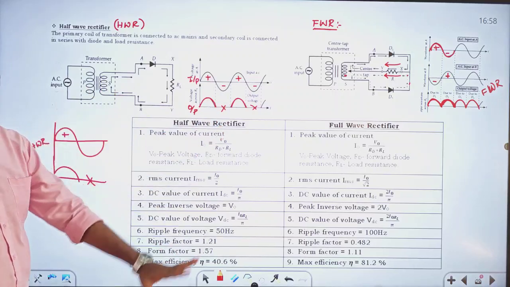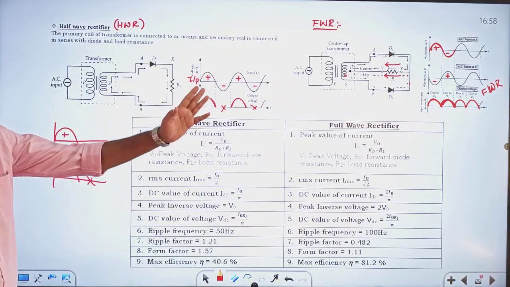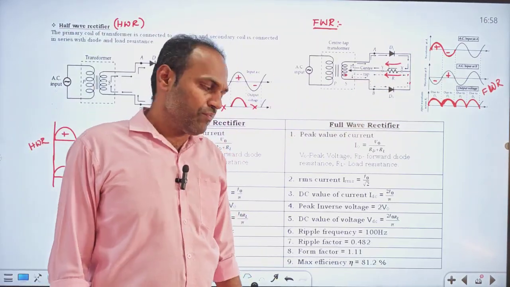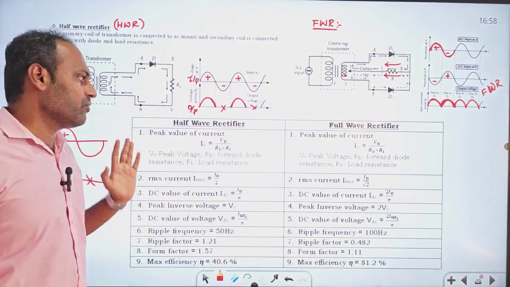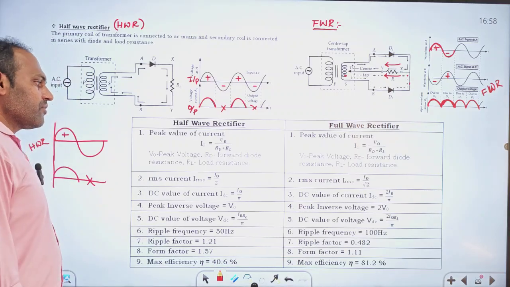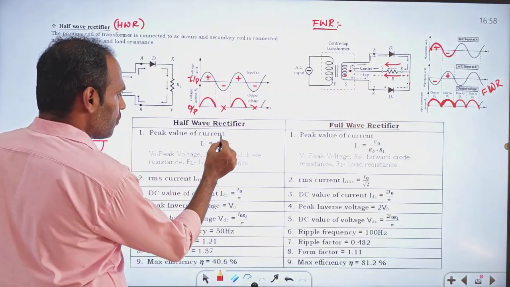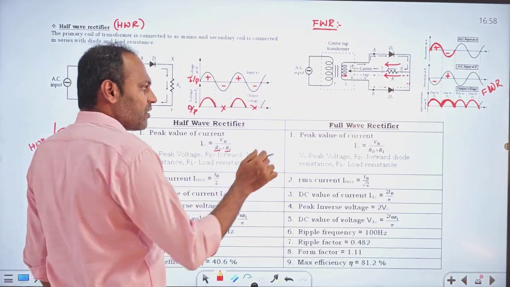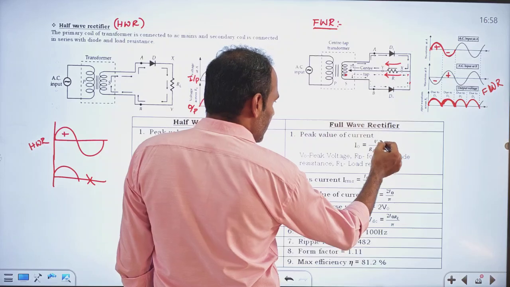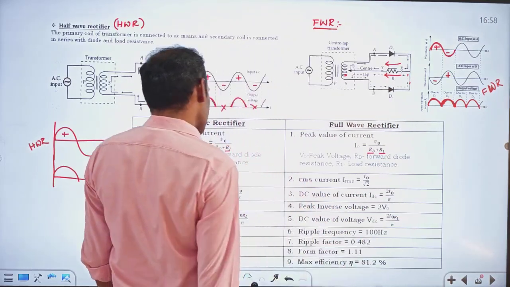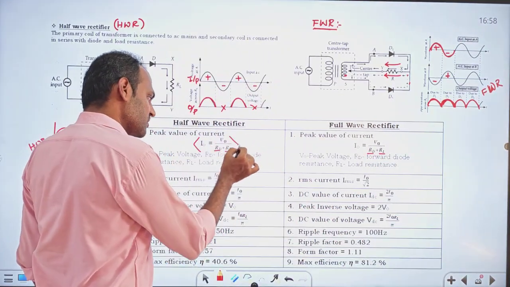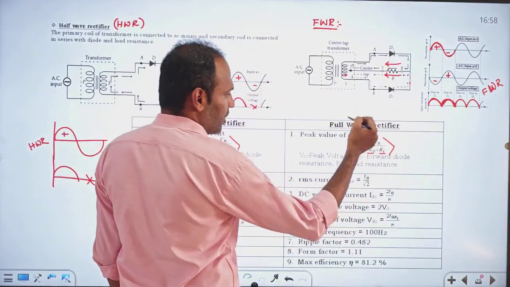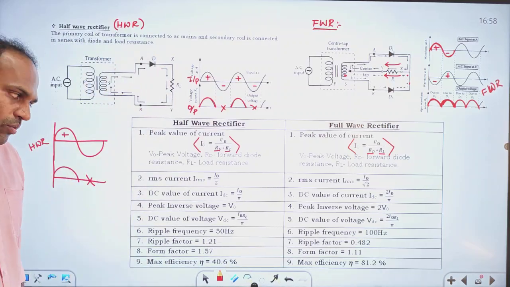Construction and working you have seen in theory, right? So that's why I am not telling it in detail. Just you should know about the output waveforms clearly. And then you have to know these values for the full wave as well as half wave rectifier. In half wave rectifier, peak current will be equal to peak voltage divided by diode resistance plus load resistance. Peak current in full wave rectifier will be peak voltage divided by diode resistance plus load resistance. So in both cases the peak current formula is the same, voltage by resistance, where the resistance is the resistance of diode plus the load resistance.